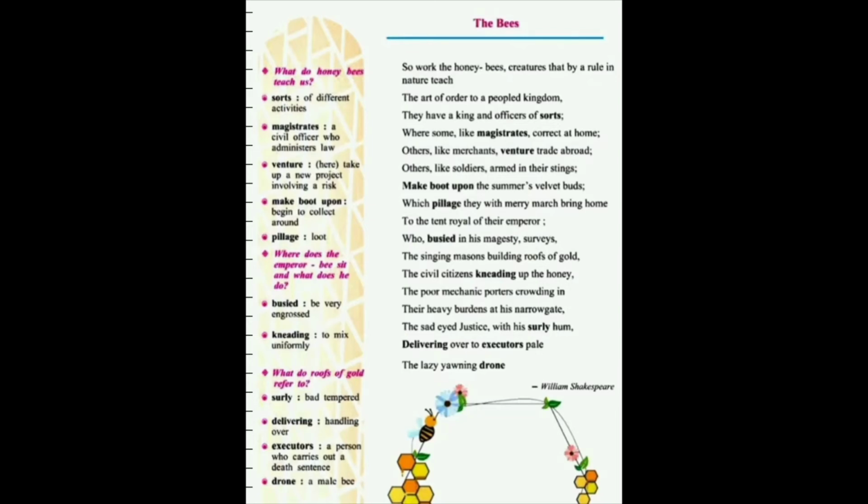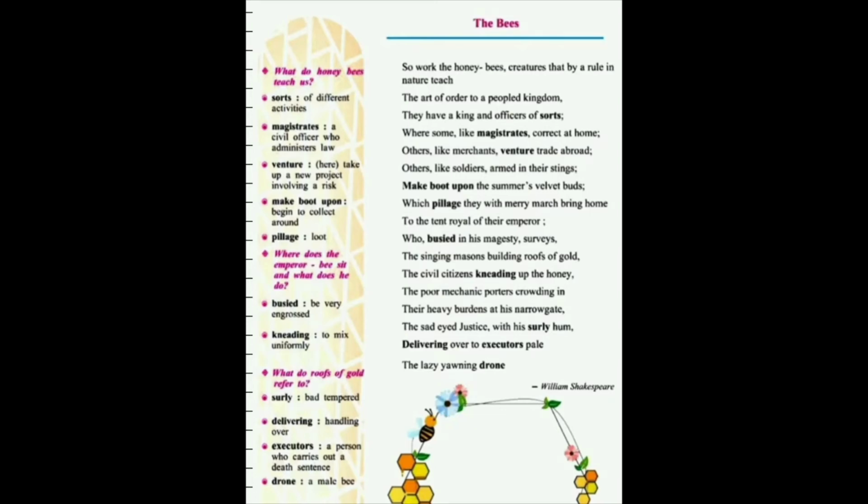So they loot up these buds, जो फ्लावर्स में से जो हनी टाइप निकलता है ना उनका, जो suck करते हैं वो लोग फ्लावर्स में से, तो they suck that flower, they suck it from the bud, and then they come home. See, which pillage they with merry march bring home. And pillage, what do you mean by pillage? Pillage is loot. So they loot that sweetness, वो जो वो लोग suck करते हैं फ्लावर में से, bud में से, suck करके वो लोग घर पे लेके आते हैं. They bring to the tent royal of their emperor.